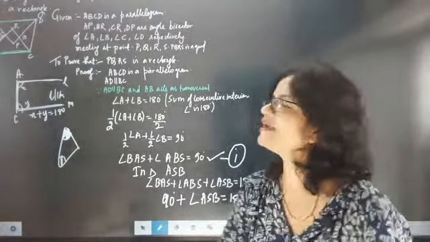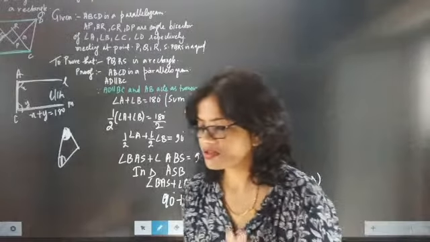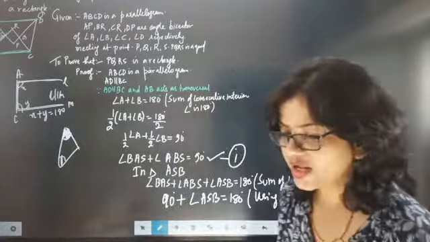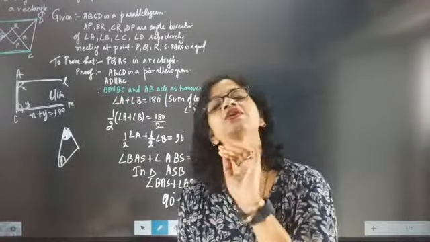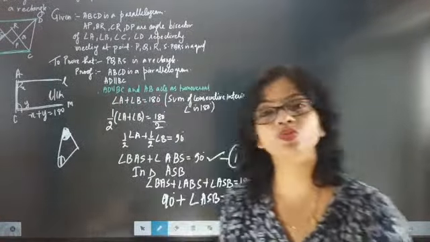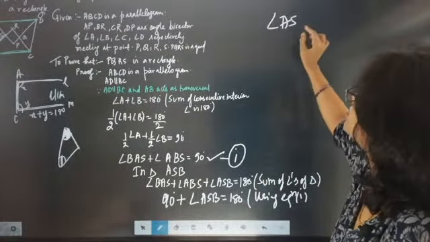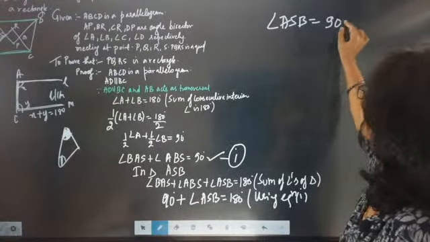Jackpot. This is the end of the question. Trust me, this is the end. Okay, very good, Shikha. This is what I am also telling. This is the end of the answer. Why is this supposed to be the end of the answer? Because now you see ASB is coming as 90.